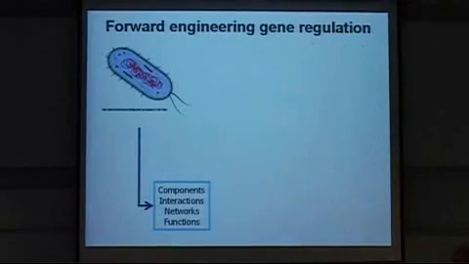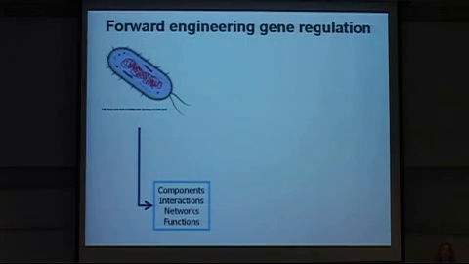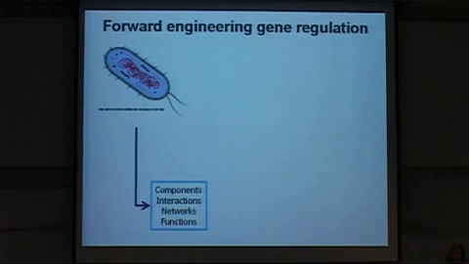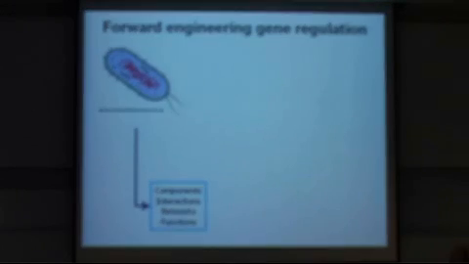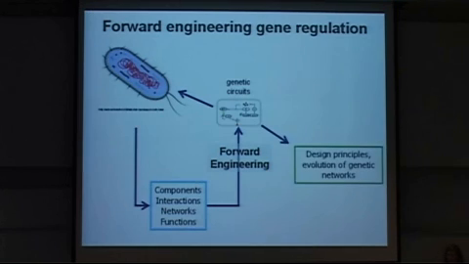So we're all here at the Synthetic Biology Conference, and something that we're all interested in is doing forward engineering in organisms. We want to be able to take apart the organism into its components and understand the interactions of those components, the networks that they comprise and the functions that they give rise to, and then be able to forward engineer those into new genetic circuits. Primarily, what we're interested in is trying to understand design principles of evolutionary networks.